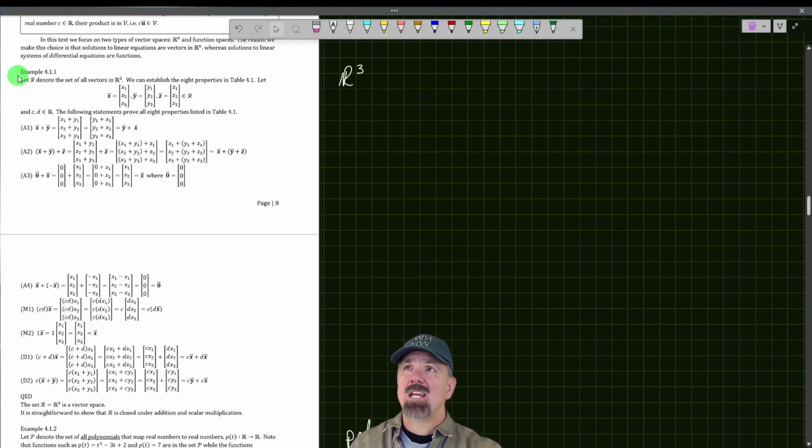What I have following here in example 4.11, this example is actually a proof. We don't do proofs, but remember, we can learn a lot by looking at proofs. This is a proof that the vectors in R3 form a vector space, so that R3 is a vector space. I walk through each of the 8 properties and then prove that those properties hold when we're talking about vectors from R3.